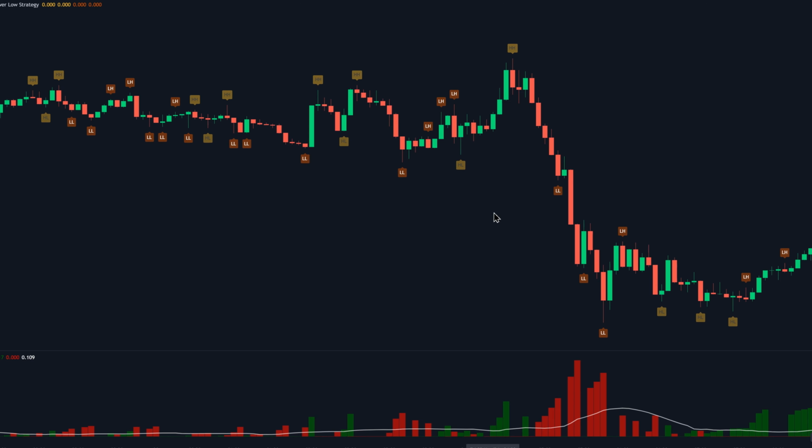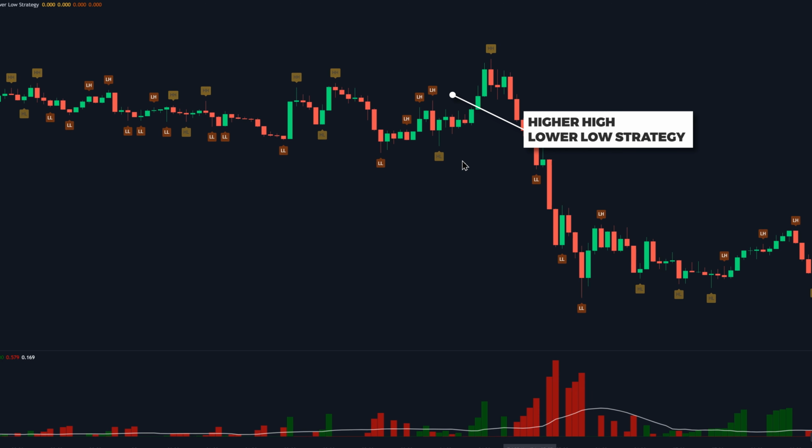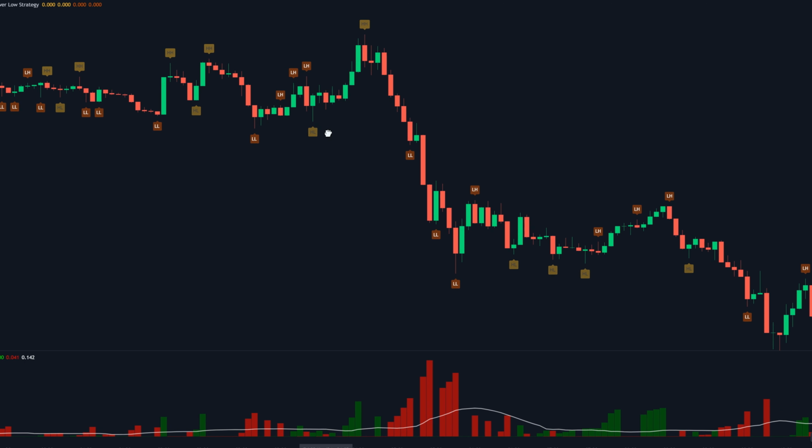The next indicator is this one called higher high, lower low strategy. We're going to be using this to identify higher highs and lower lows in the market. And we're going to go over what this means in the next few minutes with trade examples.